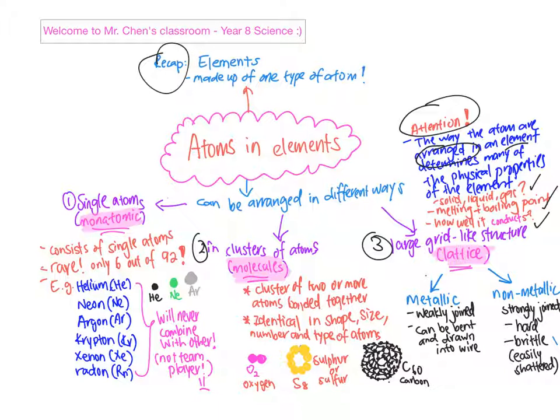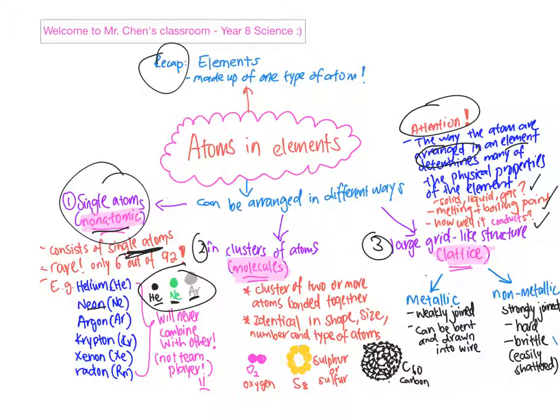So there are three ways of arrangement here. First, we have single atoms. This is where the element consists of only one single atom. We call them monatomic. If you look at the three examples down here, we have helium, neon, and argon. You will notice that each literally consists of just one atom.